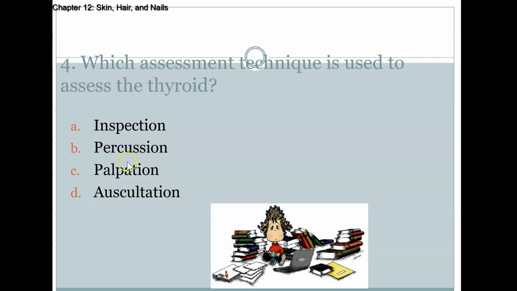So, which assessment technique is used to assess the thyroid? Of course, it's palpation. You don't want to feel no thyroid. Thyroid is not a good thing to feel.